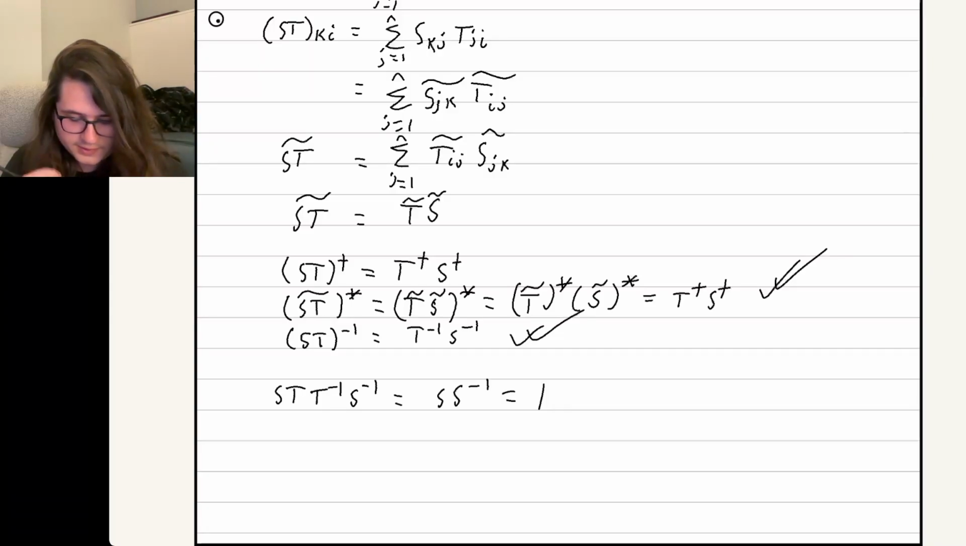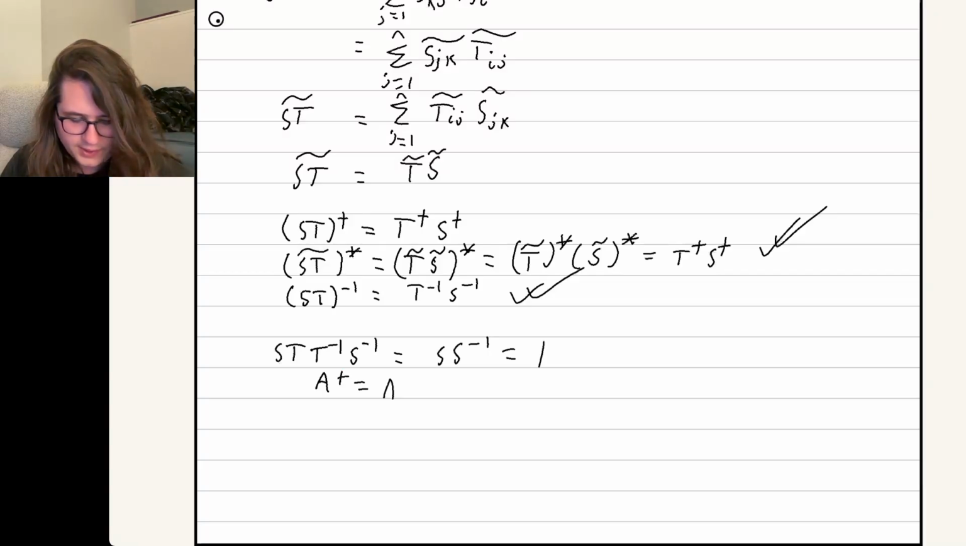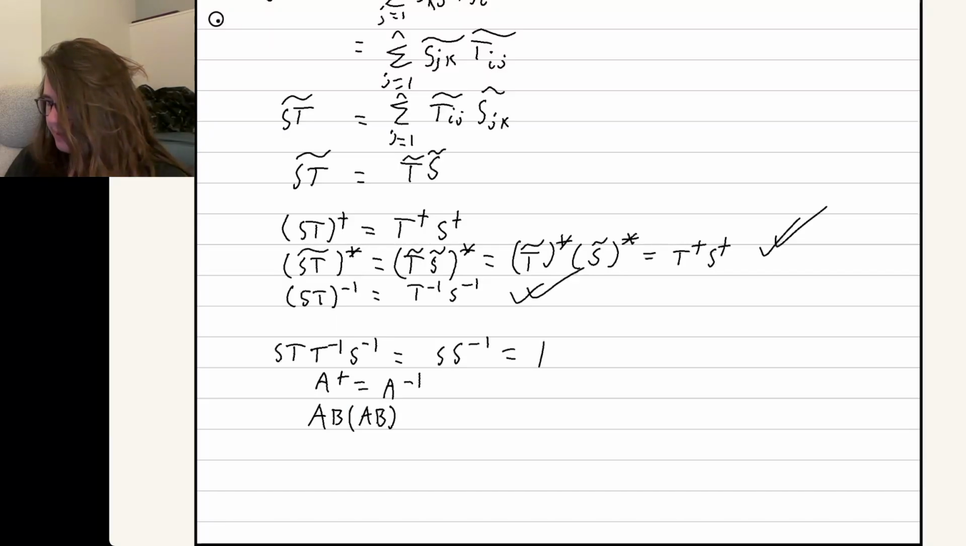Then he's going to ask us, is the product of two unitary matrices unitary? Unitary matrices have the quality of A dagger equals A inverse, right? That's the definition of a unitary matrix. So what I'm going to do is say AB and multiply it by its Hermitian conjugate, (AB) dagger, and check that it is equal to 1.